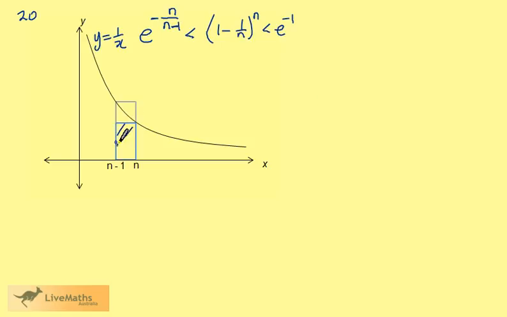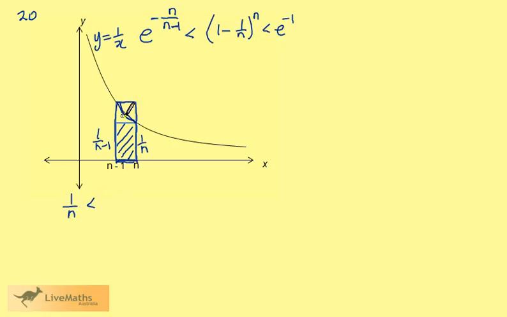We can see that the area of this rectangle would be less than the area of the whole rectangle. In between the two would be the area under the curve. The height of the rectangle here is 1 over n because the x-coordinate is n, and here it's 1 over n minus 1. The width is 1, so the area of the small rectangle is 1 over n.